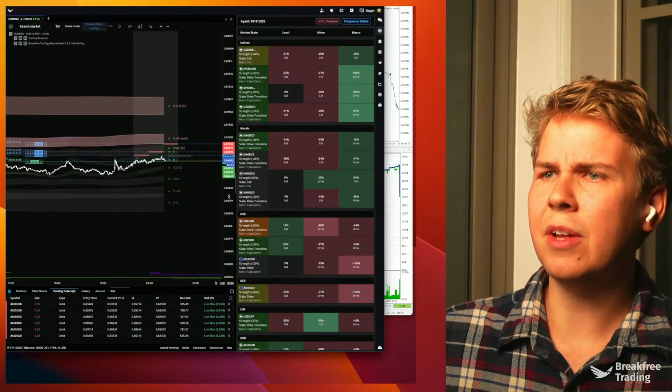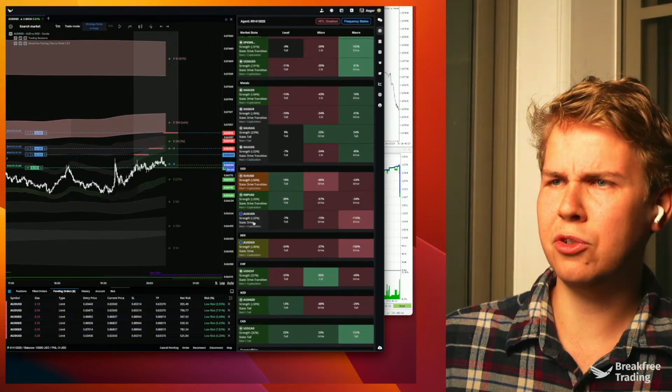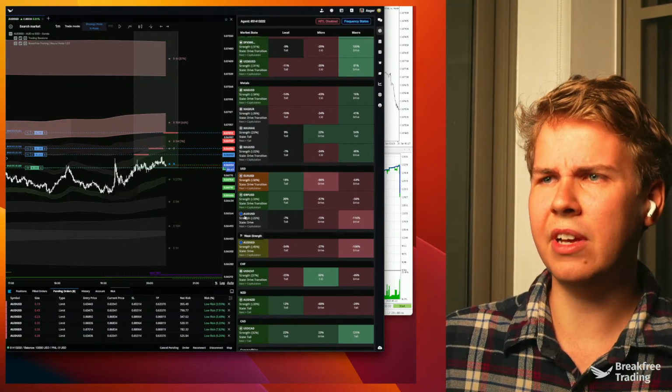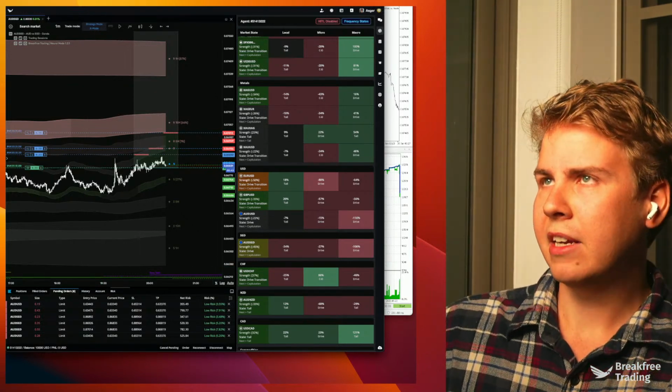Now back here, not much happening. We still just have these two markets engaged by themselves, AUD USD and AUD Singapore dollar. All right, let's go back and do some more backtests, guys.